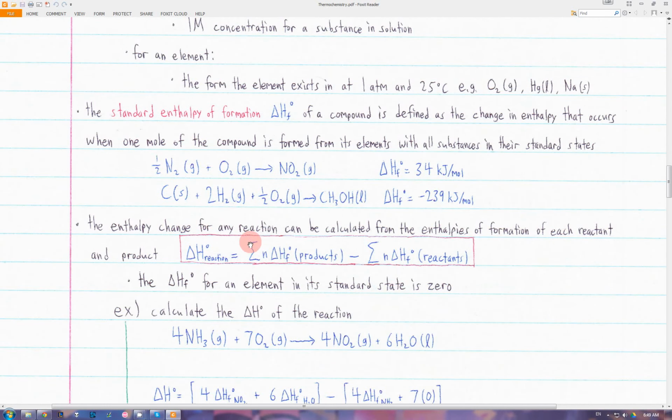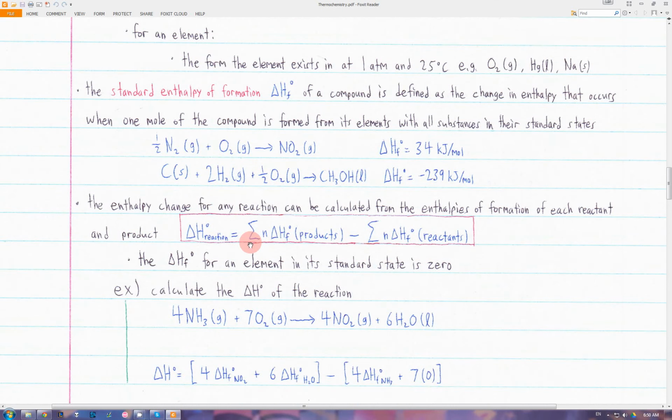So we can use these enthalpies of formation to calculate the enthalpy change for any random reaction. So what we do is we take the sum of the enthalpy of formation of each product times its coefficient, then subtract the sum of the enthalpy of formation times the coefficient for each reactant. And remember that the enthalpy of formation for an element in its standard state is 0. Because an element in its standard state is already in its standard state, there's no reaction that corresponds to the enthalpy of formation.